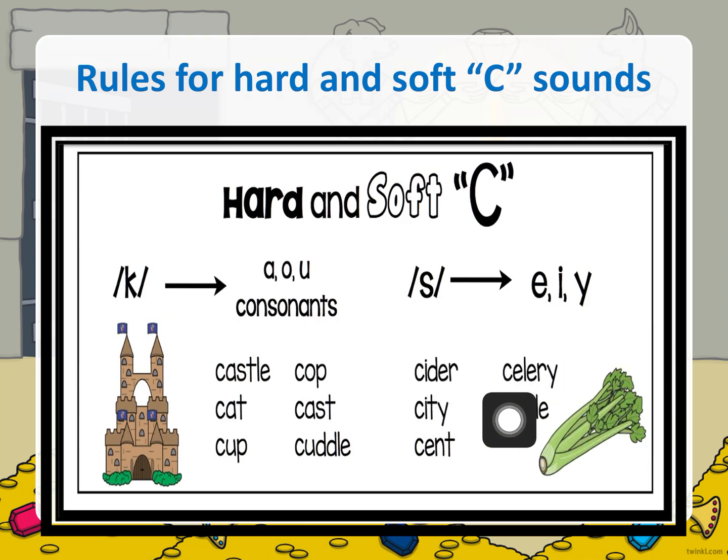What about this one over here? It's this vegetable down here. It's celery. We don't say kelery, no, because there's an E right after the C. So if there's an E, I, or Y, it turns into a soft C sound, which sounds like S. So this is celery. Over here is city. Over here we have circle. And down here we have scent.